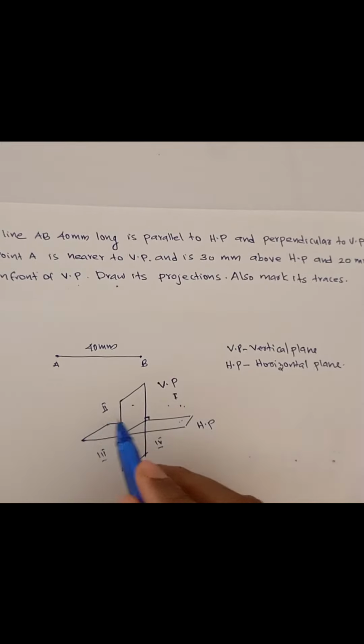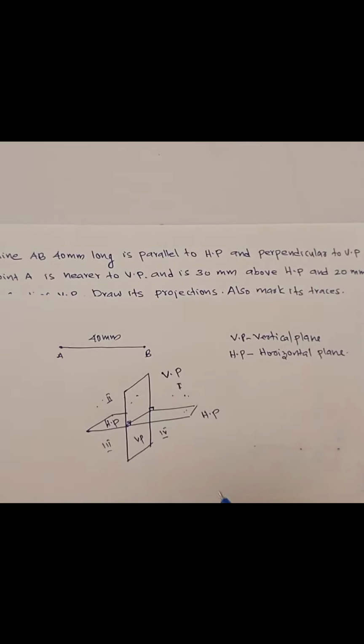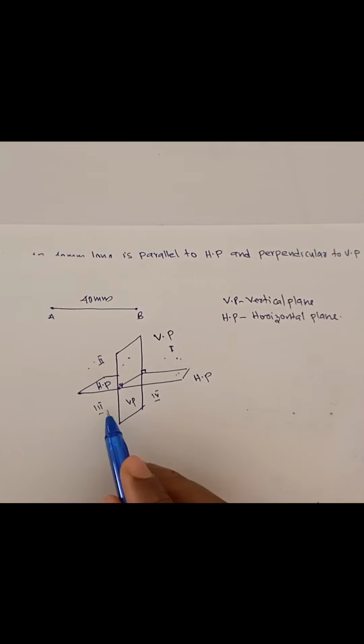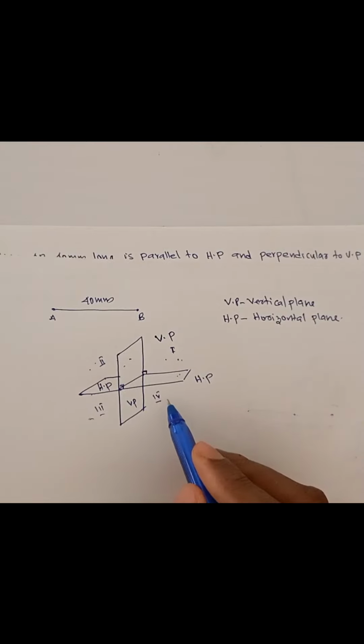In the second quadrant, all the points are behind VP and above HP. This is also HP, this is also VP. In the third quadrant, all the objects are behind VP and below HP. What about the fourth quadrant? In the fourth quadrant, all the points are in front of VP and below HP.